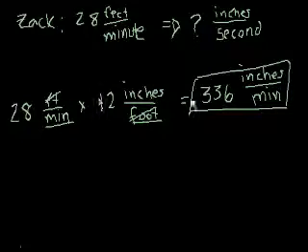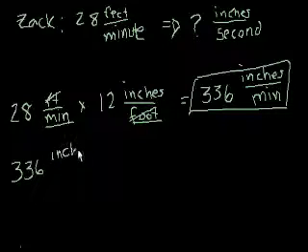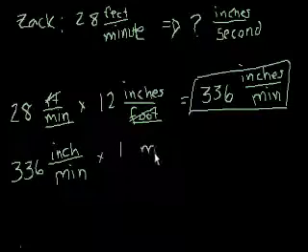So I'm going to be going 336 inches, let's write it like that, inches per minute. And I want to know how many inches per second. Well, what do we know? We know that 1 minute, and notice I write it in the numerator here because I want to cancel it out with this minute here. 1 minute is equal to how many seconds? It equals 60 seconds. Right?